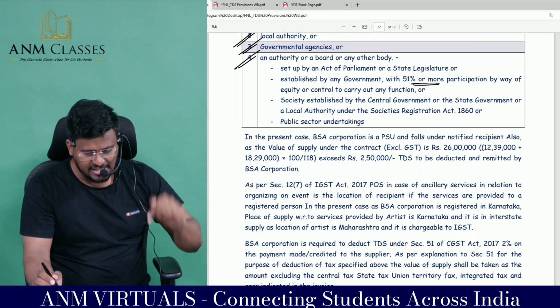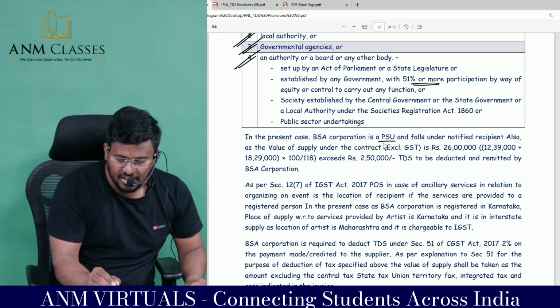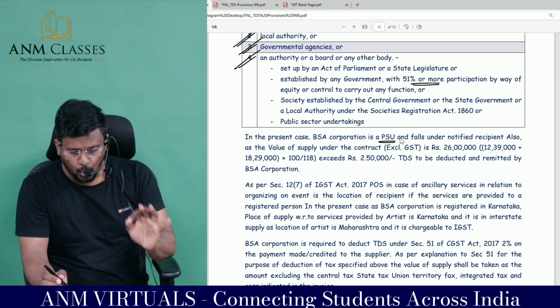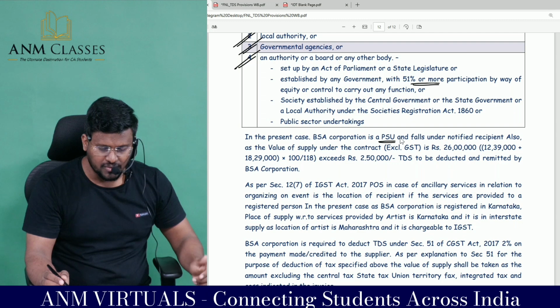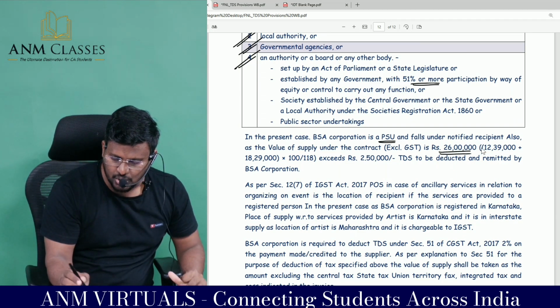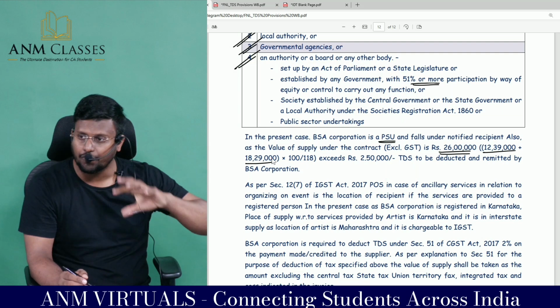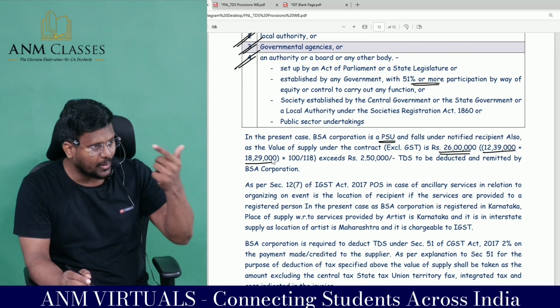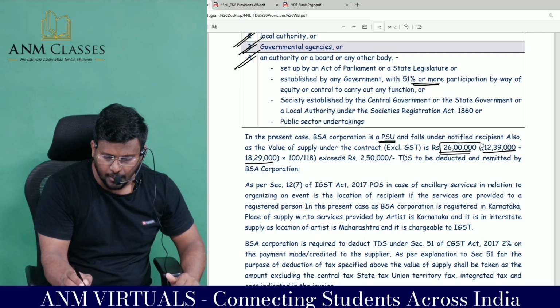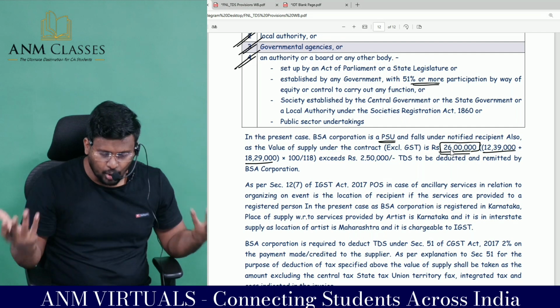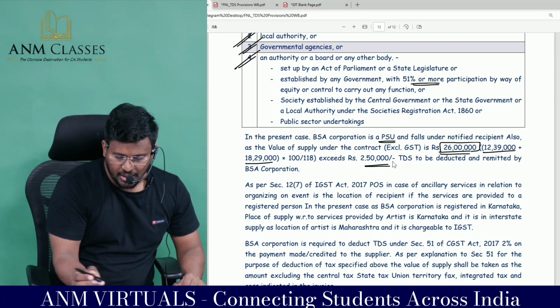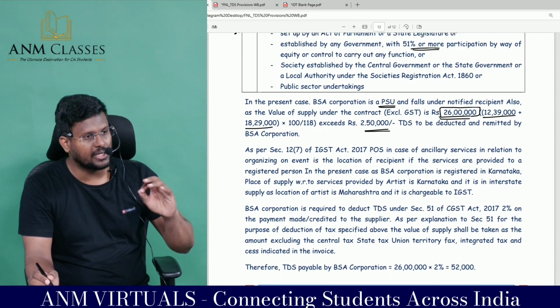In the present case, BSA Corporation is a public sector undertaking and falls under the notified recipient. Also the value of supply under the contract excluding GST is 26 lakh, which is nothing but 12 lakh 39 plus 18 lakh 29. You will get the full value, that is including GST, divided by 118 to 100. You are getting 26 lakh, which is anyway more than 50,000. So TDS is to be deducted and remitted by the BSA.